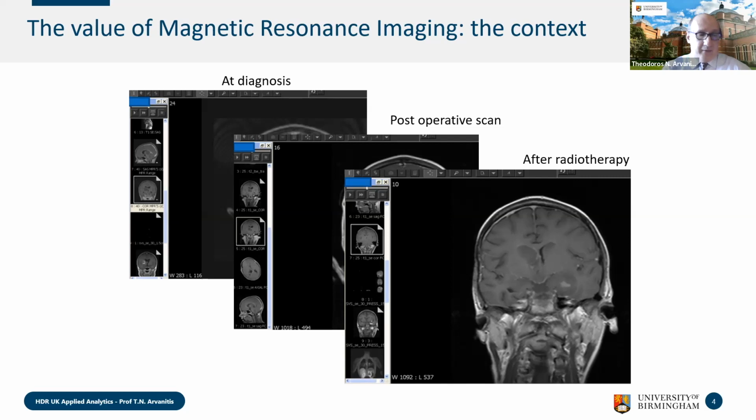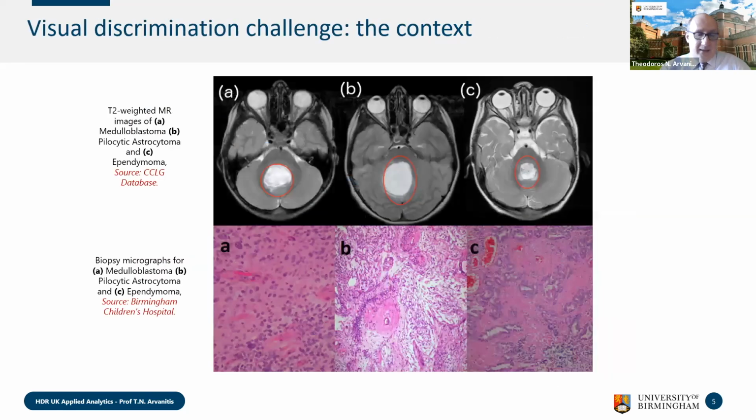I will come at the end and say how much we have achieved overall in the battle of improving survivability for children in this area. But one of the biggest challenges that we have with imaging, if we took the traditional approach of trying to do the visual discrimination of different types of tumors, is that this is not easy.